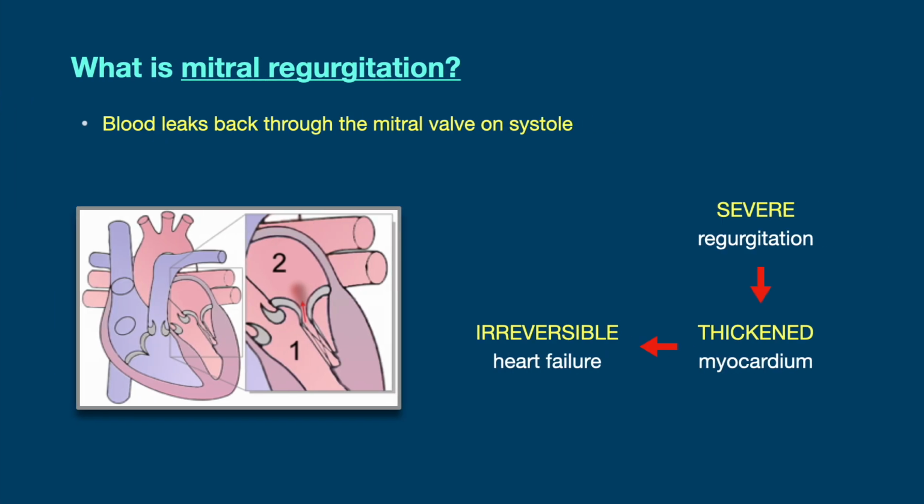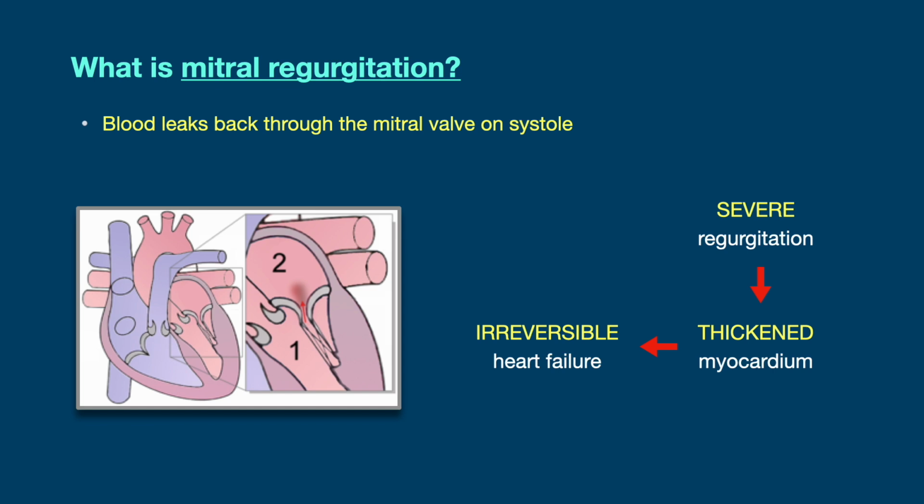Mitral regurgitation occurs when blood leaks back through the mitral valve on systole. The mitral valve is located between the left atrium and ventricle, and regurgitation leads to a less efficient heart as less blood is pumped through the body with each contraction. This said, mitral regurgitation is common in otherwise healthy patients to a trivial degree and does not need treatment.